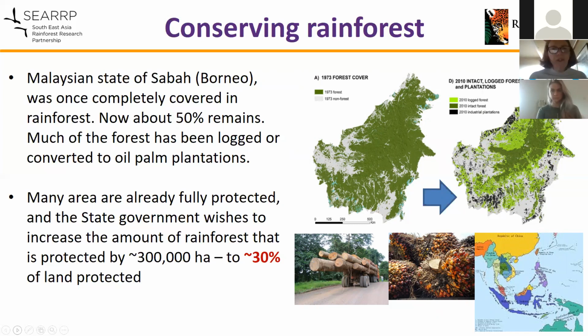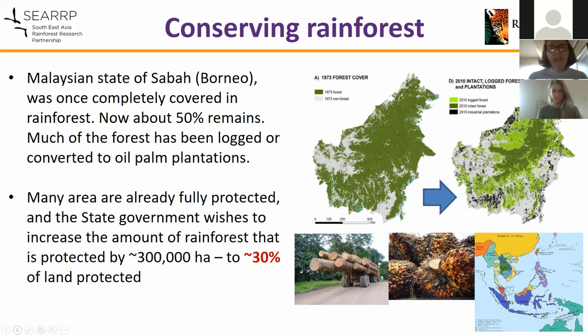So when we're considering Sabah, we know that many areas are already fully protected, but the state has decided to increase the amount of forest it wishes to protect, to have a state target of 30%, and it wishes to protect that by 2025.